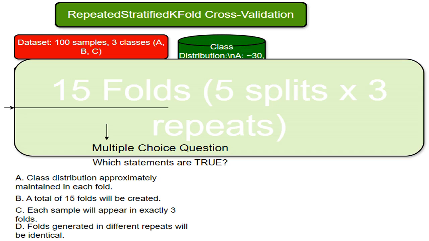Because I have 5 splits per repeat and I'm repeating the process 3 times, I will get a total of 15 folds. 5 splits * 3 repeats equals 15 folds. This means that each sample will appear in the testing set for 3 of the 15 folds.